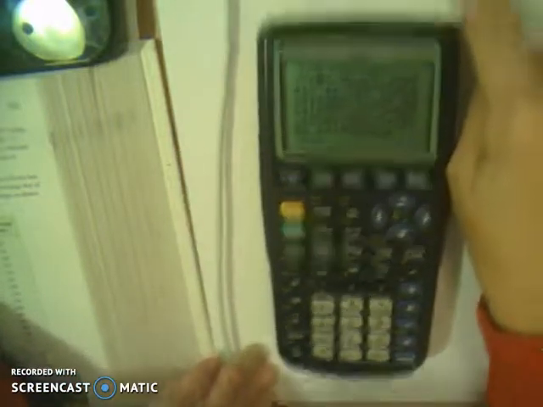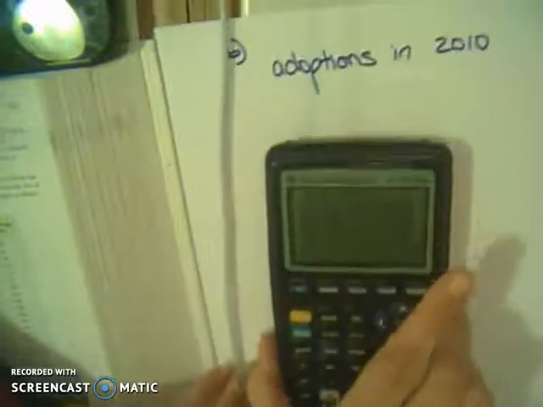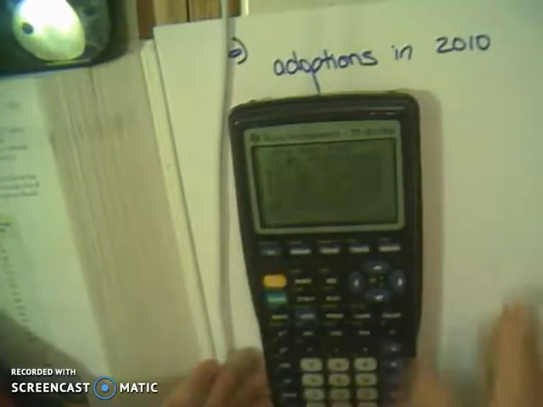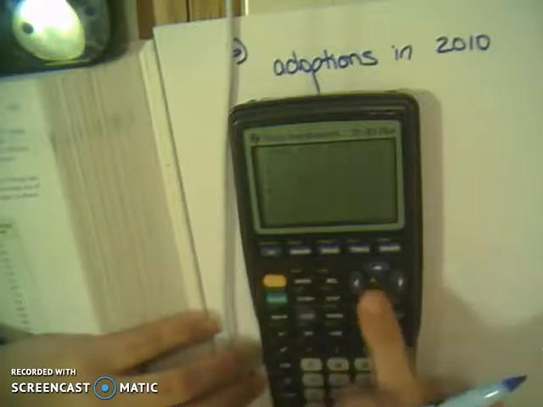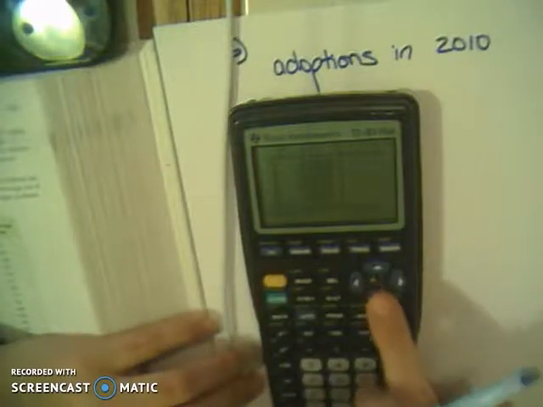And we're asked what's going to happen in 2010. And remember, our x is number of years after 2000. So now I can just go to my table and scroll down to 10. And it looks like there's going to be 8,404 adoptions.